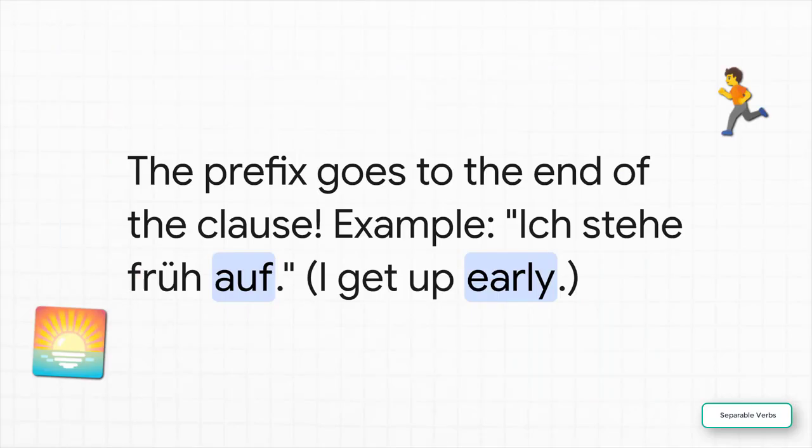And here it is in action. Look at this sentence. Ich stehe früh auf. Our verb was aufstehen, right? But look what happened. Stehe is conjugated like normal, right after ich, but its little prefix, auf, has been sent all the way to the end. That's the rule right there.